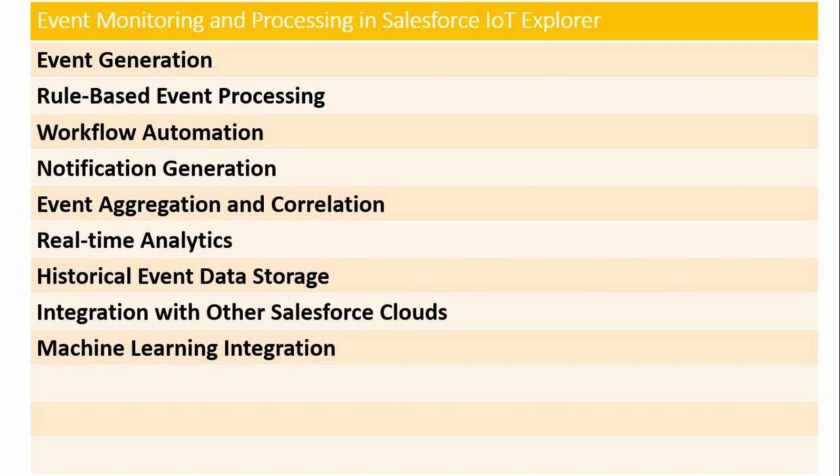Device decommissioning. Overview. The process of retiring or decommissioning IoT devices that are no longer in use. Details. When devices reach the end of their life cycle or are no longer needed, organizations can decommission them using Salesforce IoT Explorer. This involves unregistering devices, updating records, and managing associated data.